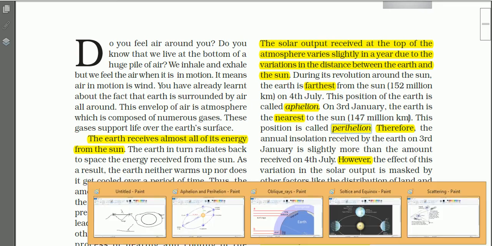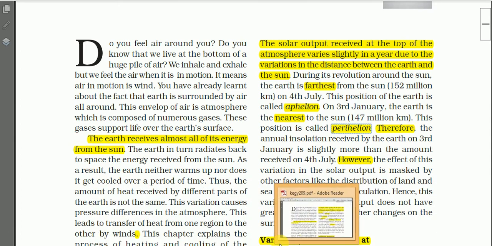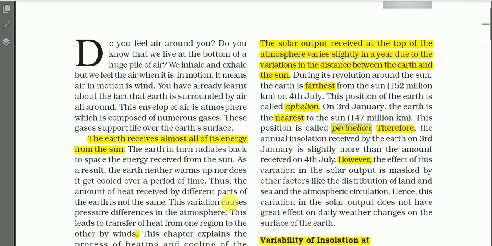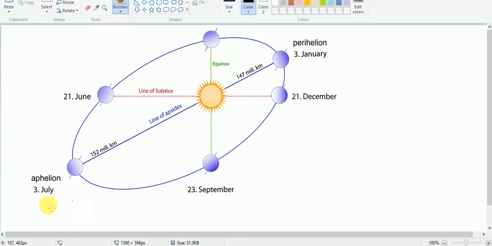See here, just see this diagram. On 3rd or 4th July, the distance between the Earth and Sun is the farthest. So it is about 152 million kilometers from the Sun, and this position of the Earth is known as aphelion. It is either on 3rd July or 4th July.